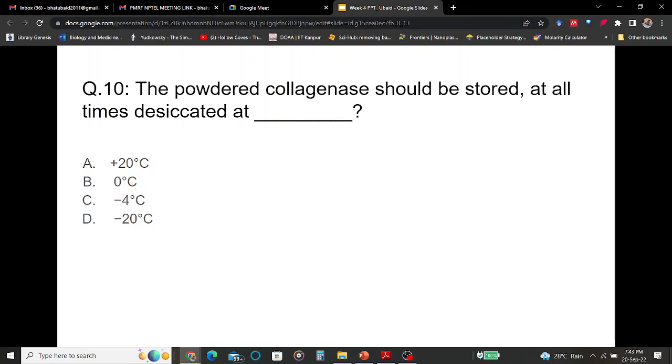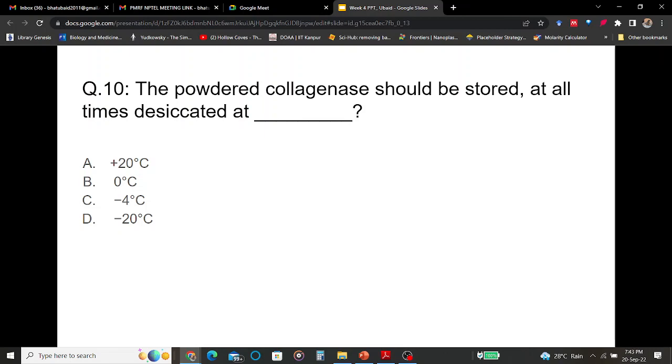You may be aware of collagenase. Collagenase is a proteolytic enzyme that breaks the peptide bonds in collagen and disrupts, or destroys, the ECM. This collagenase is stored at minus 20 degrees. In powdered form, it is also stored at minus 20 degrees.